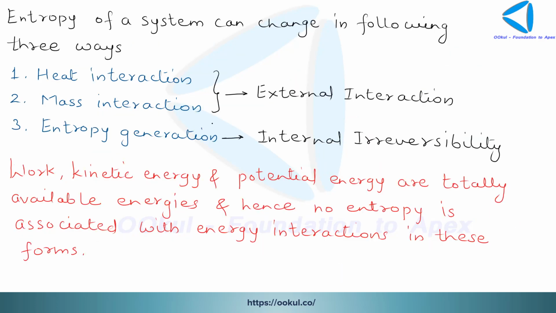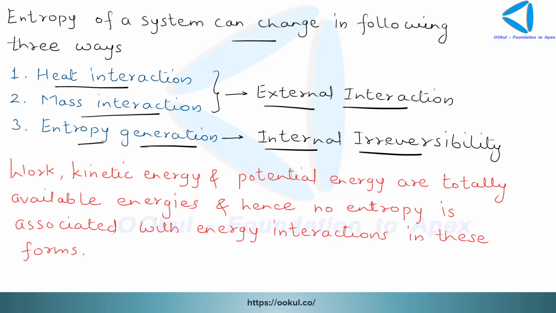Now, the entropy of a system can change in the following three ways: heat interaction, mass interaction and entropy generation. Heat interaction and mass interaction are the external interactions, because these will be felt while they cross the system boundaries, whereas entropy generation is the internal irreversibility.